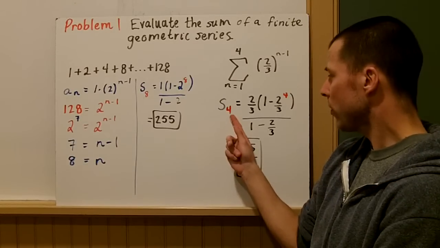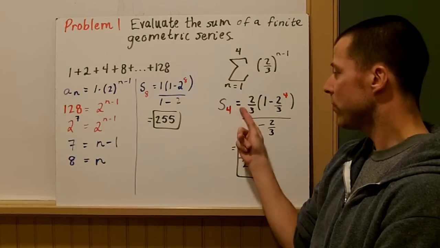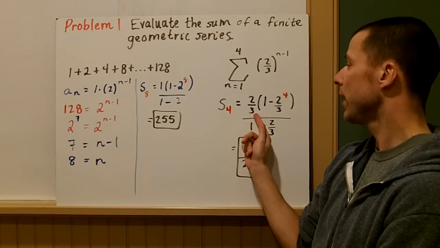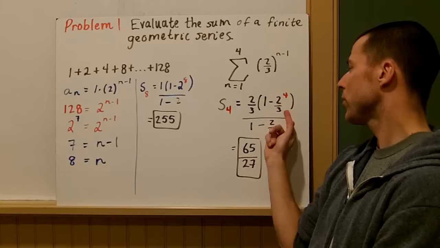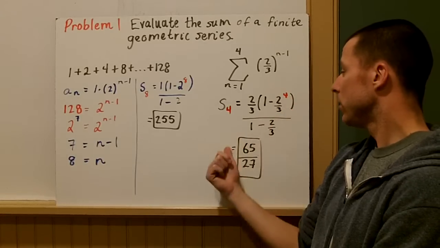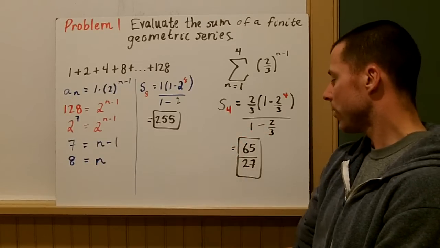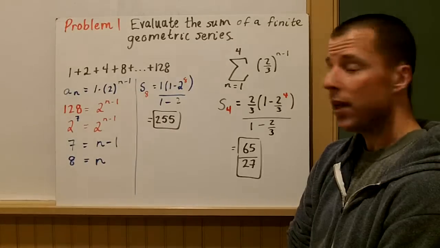So, this is finite now, so S sub 4 is equal to 2/3, that's your first term, times the quantity 1 minus 2/3 to the fourth power, over 1 minus 2/3, and we end up with 65 over 27 when we substitute and simplify.